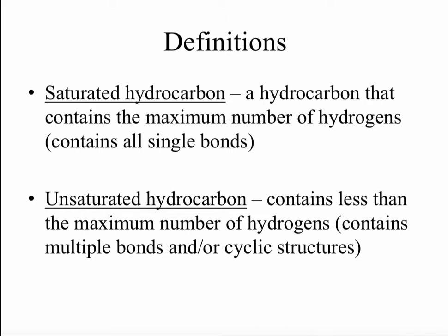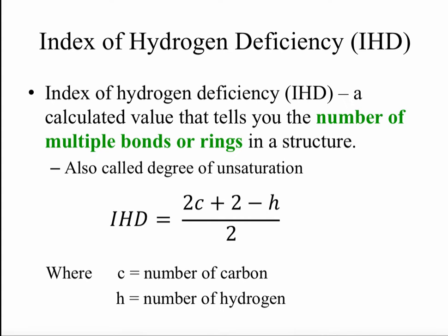We're going to take a look at something called the index of hydrogen deficiency because it will help us in using some of the analytical equipment and understanding how to identify what functional groups might be present in a hydrocarbon. So the index of hydrogen deficiency, also known as IHD, is a calculated value that tells you the number of multiple bonds or rings in a structure.